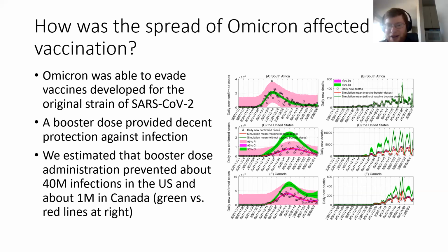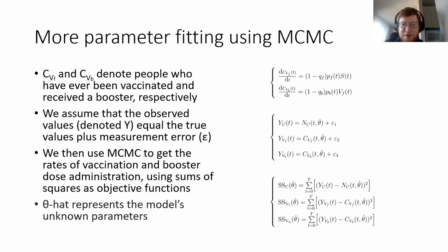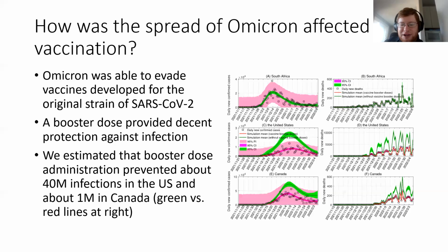You can see here in the left-hand column the infections with and without the vaccines. And of course we can simulate that, because we can just assume that the time varying vaccination rate, which I showed you all the way back here, is zero. So on the left-hand side of these graphs, you can see the infections with and without vaccination. And in the right-hand column, you can see deaths, and it looks like we did in fact prevent quite a lot of deaths by the vaccination and booster dose administration.